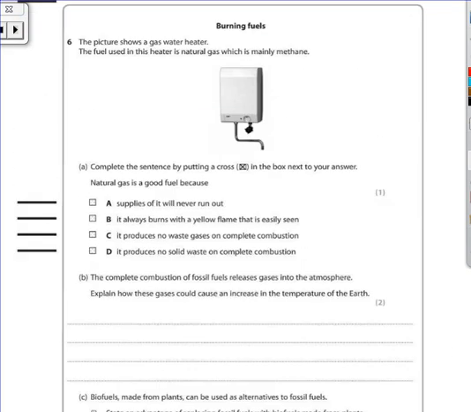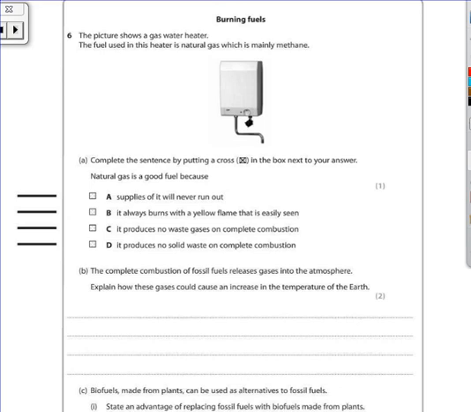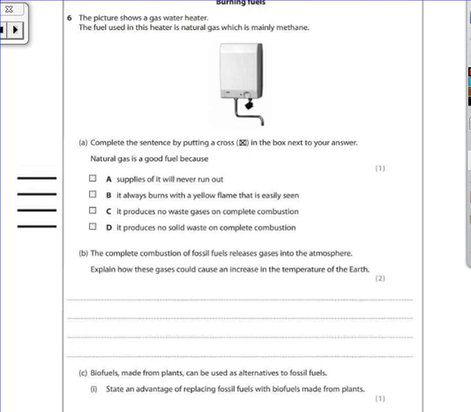Okay, right, question 6. The final one. There'll be a 6 mark question on this as well. 6 mark questions are worth 10%. And the first answer on question 6 is going to be D. It says, the fuel used in this heater is natural gas, which is mainly methane. Natural gas is a good fuel because it produces no solid waste on complete combustion.